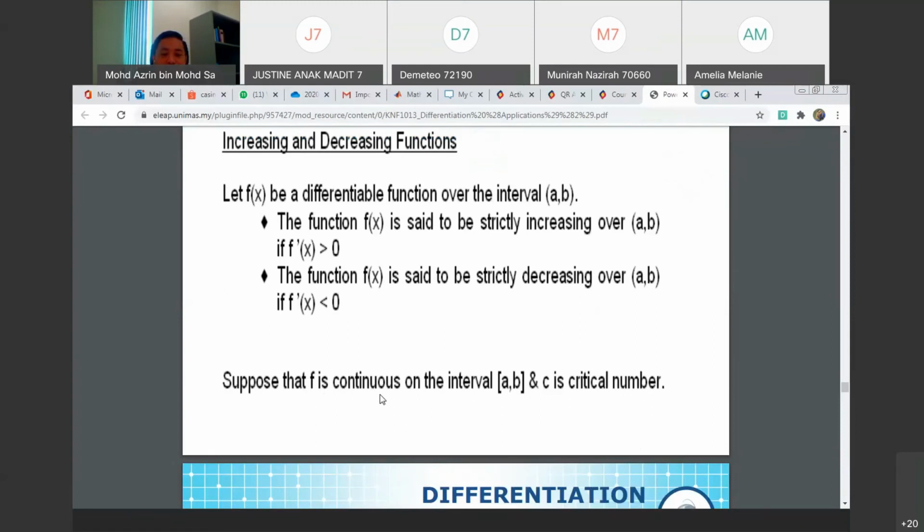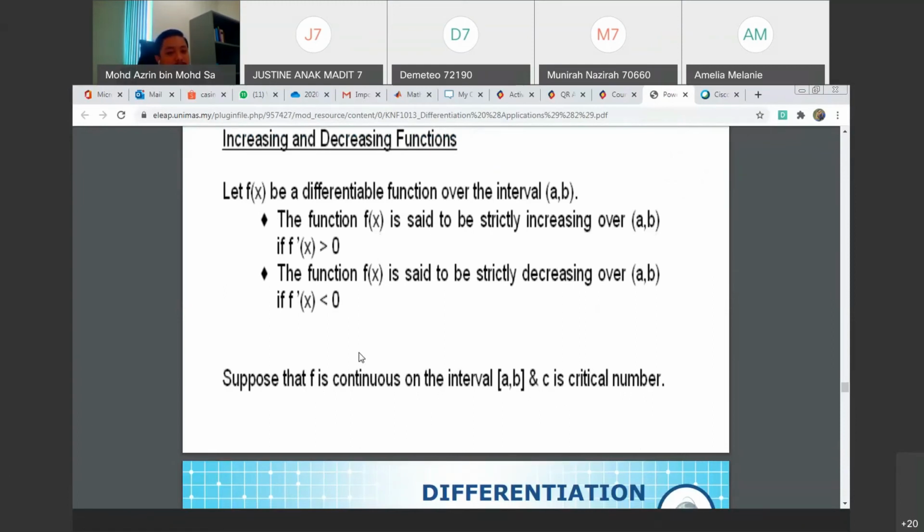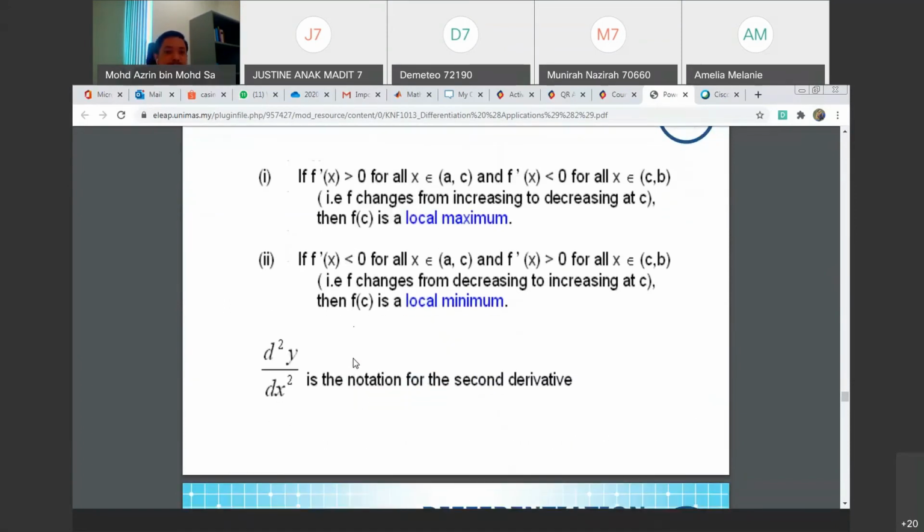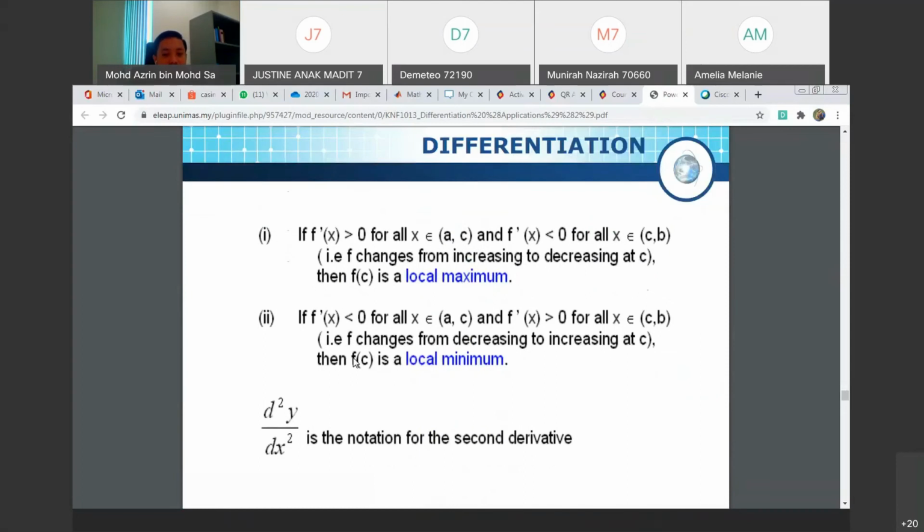Suppose that f is continuous on the interval (a, b) and c is a critical number. Okay, still in theory.